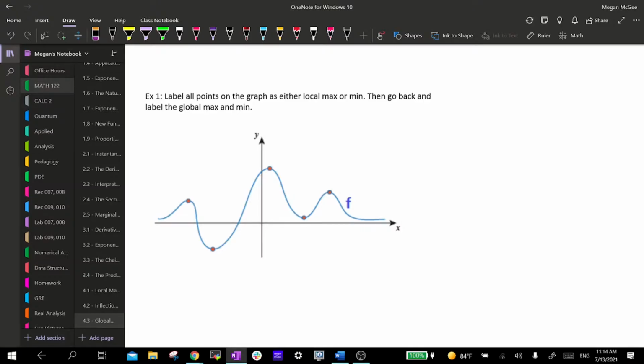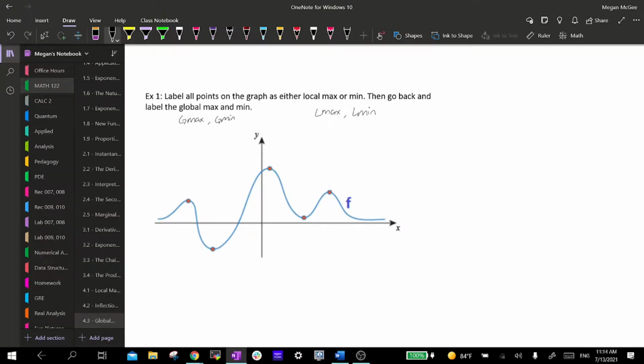So first we're going to label all the local max and min. So these are all the little points, and I'm going to use L max or L min for local max and min, and then I'm going to use global max and global min.